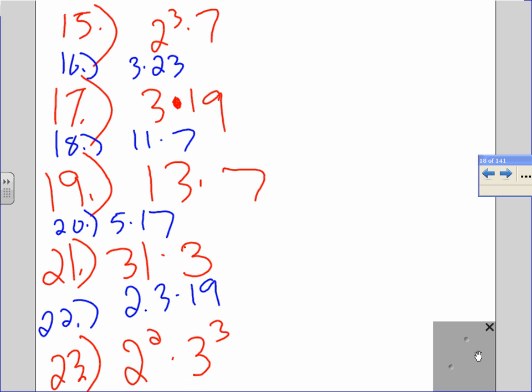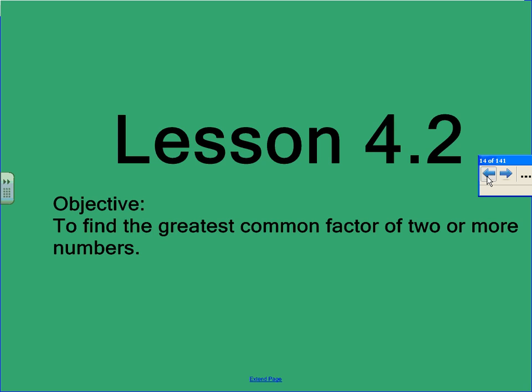Okay, 27 should be 2 times 2 times 2 times 3 times z times d. Okay, anyone else have questions on the homework from yesterday? All right, let's go back to our notes. Back to page 3. I just want to finish up a couple things, and then we're going to go on to GCF.